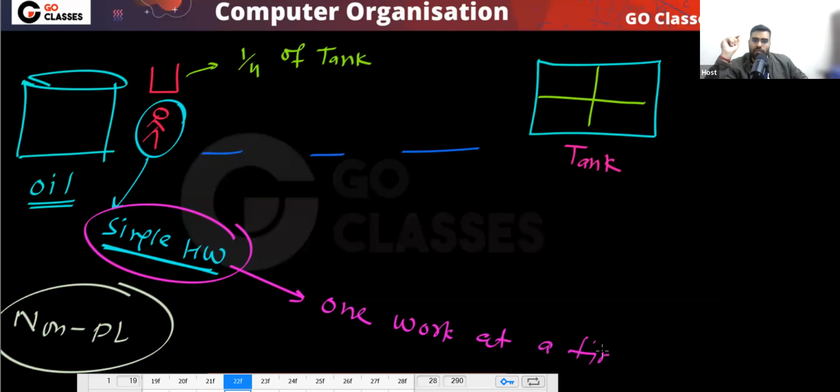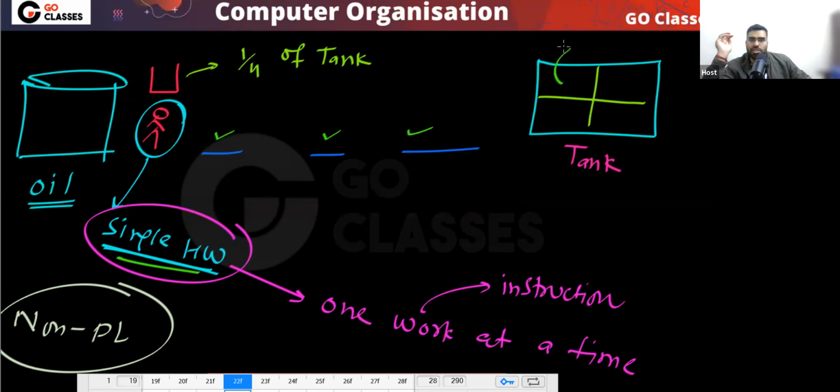One work means one instruction. So it can only do one instruction at a time. You can see that you have a single hardware. Now the single hardware will take 1 day, 2 days, 3 days. In 3 days this will be filled. So this will take 3 days, right? Yes or no?